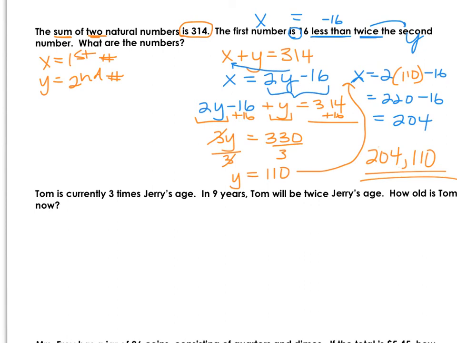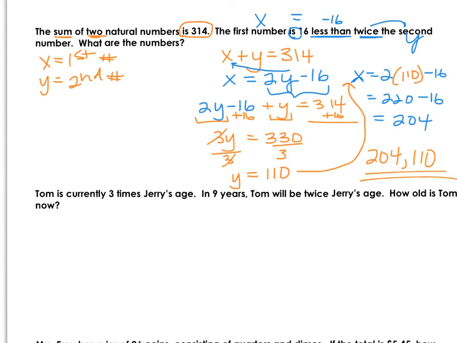I stuck with substitution since x was already by itself. I plugged that into the top equation and I got y is equal to 110. Now, a natural number is like a counting number, so fractions or decimals wouldn't seem reasonable for this solution set. 110 is a natural counting number, so we're good to go there.